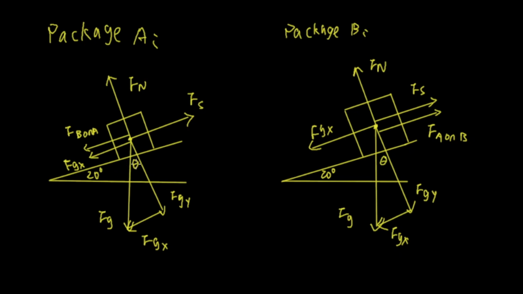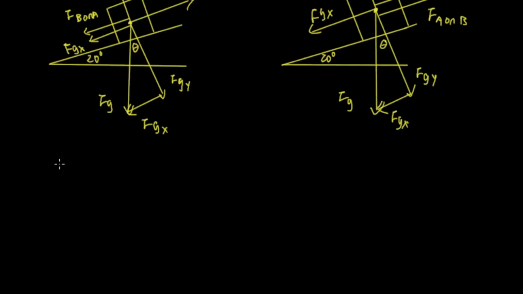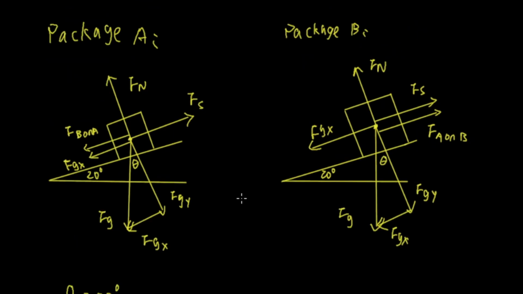Then what's theta? We know that this F sub g y force is perpendicular to the surface of the ramp. So this is a 90-degree angle here. Since this is 70 degrees, this whole angle is 90 degrees. What's theta? Theta would be 20 degrees, right? Okay, so theta is 20 degrees, which is the same as this angle here. Same thing here, 20 degrees, 20 degrees.